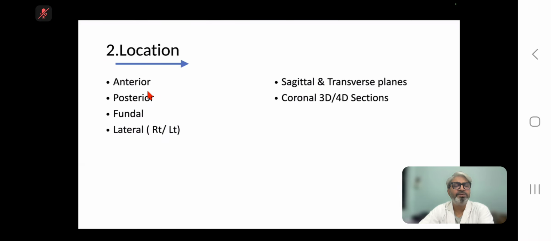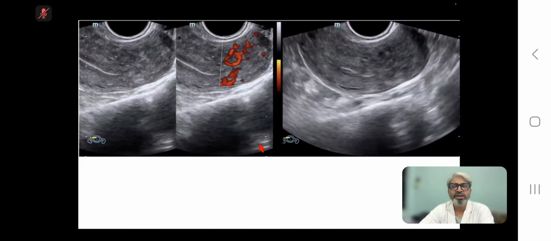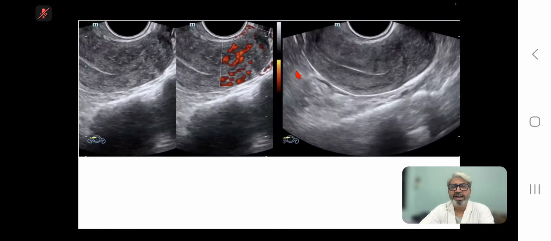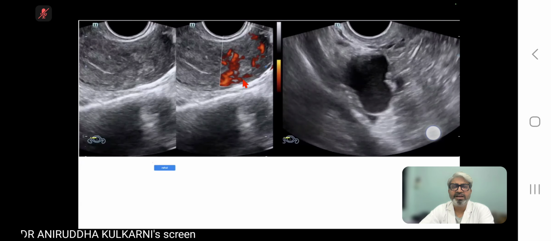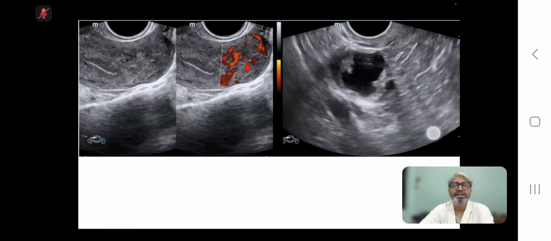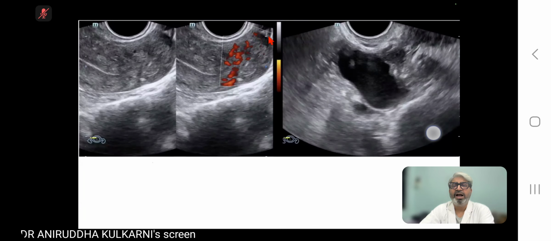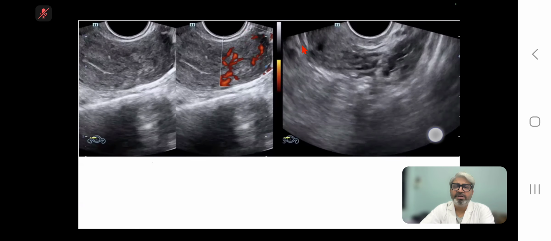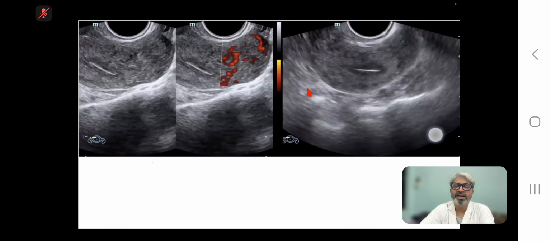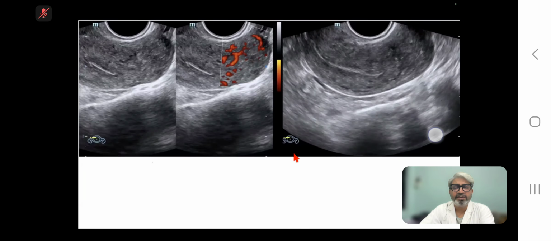Location can be in the anterior wall, posterior wall, fundal. It can even be the lateral wall, and it can be demonstrated on sagittal and transverse planes, but localization becomes easier on 3D and 4D acquisition of the data. Now here you can appreciate that this is a retroverted uterus, and within the fundus, I can demonstrate an adenomyotic zone, which is characterized by intralesional branching vascularity rather than a circumferential vascularity. I can also demonstrate a small variant of a typical hematosalpinx in the right adnexa. So this is a feature of adenomyosis.